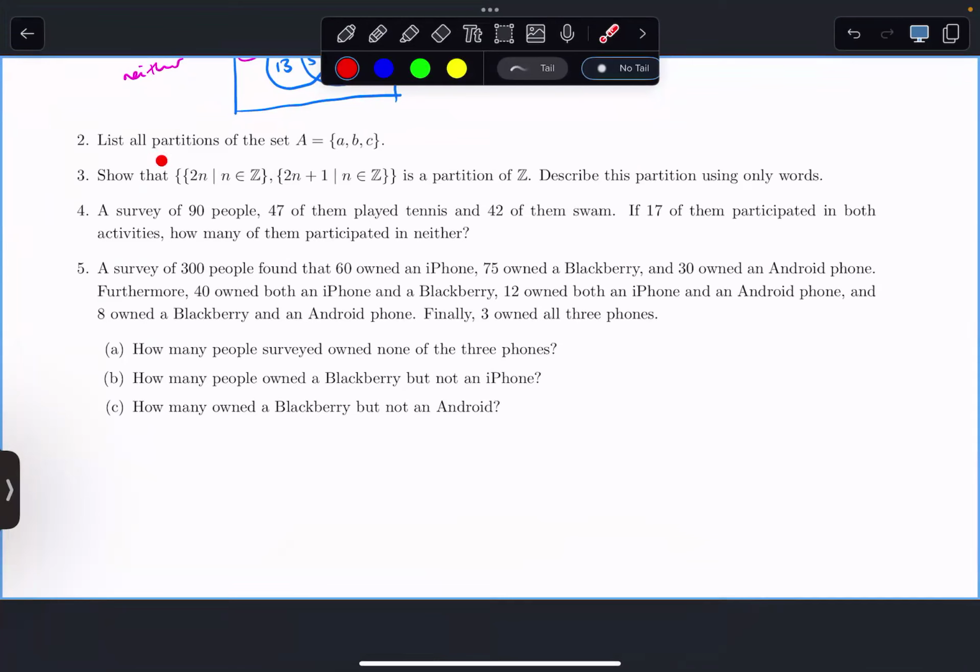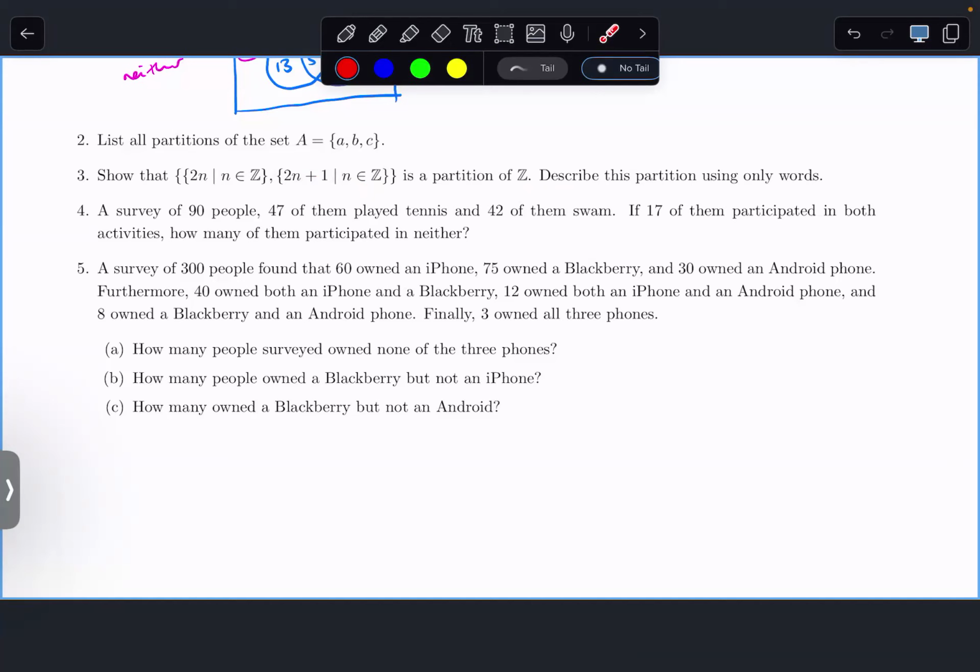Listing all the partitions of the set A is kind of tedious. That's not something I would get you to do on a test, so you can try it and the solutions are here. Then I want you to show that 2n where n is in the set of integers and 2n plus 1 where n is in the set of integers is a partition of the set of integers. Does it have two unique separations? And then I want you to describe this partition using only words.